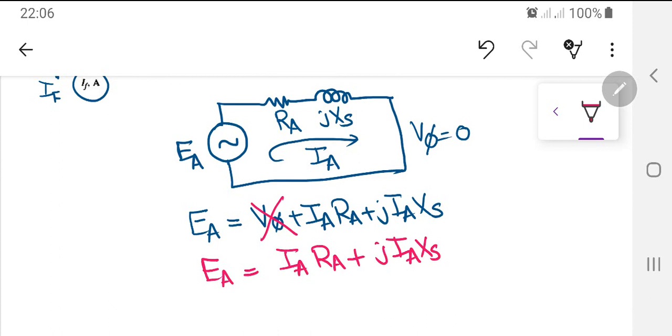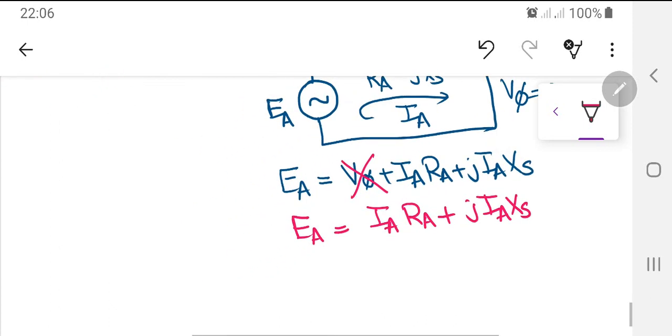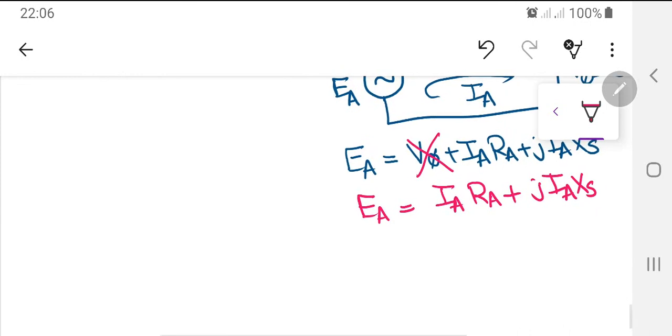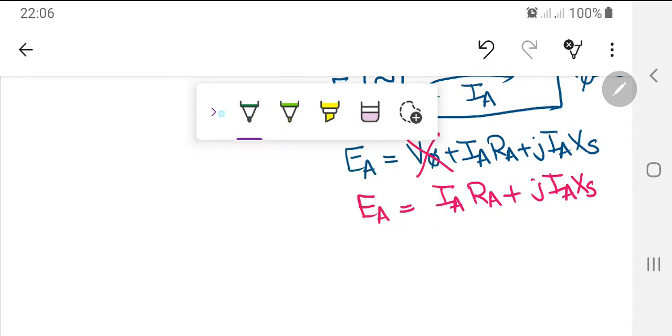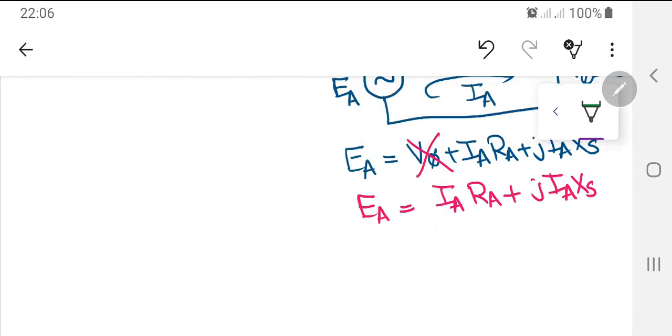Now how this vector is going to be formulated is very important. When you draw the vector diagram, since there is no V phase over here, what I am going to do is just call it a dot.